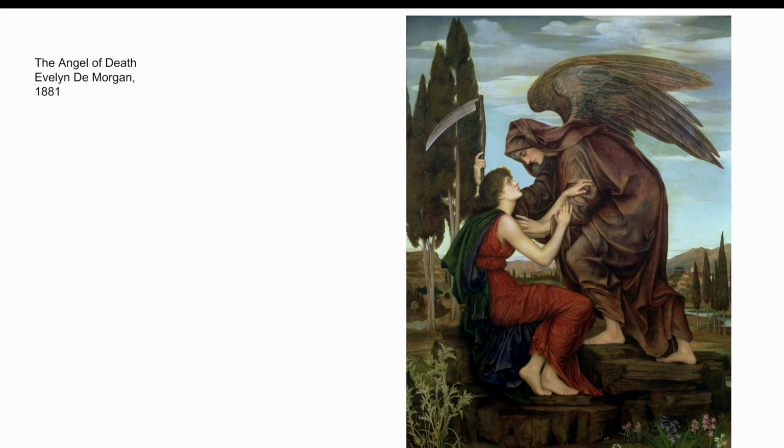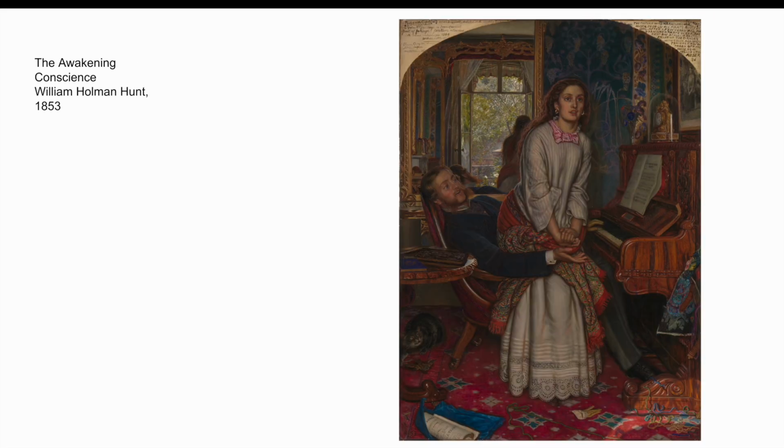Another Evelyn de Morgan. I'm sorry, folks, that I didn't put these in better order. The Angel of Death. Right, so the sickle is very recognizable. The wings identify them as an angel. And it's an interesting interpretation of death. A lot of times death is a terrifying skeleton in a black robe. This person looks like they're putting their hand gently on this person.